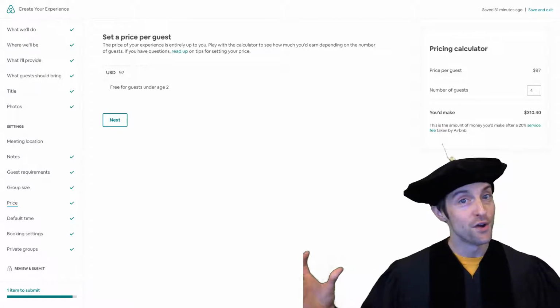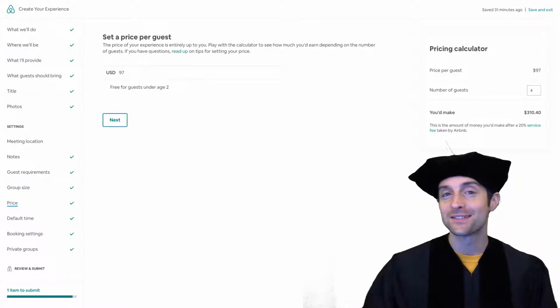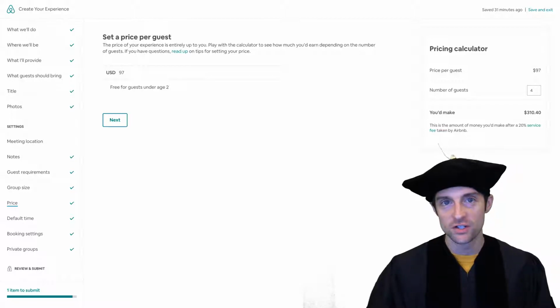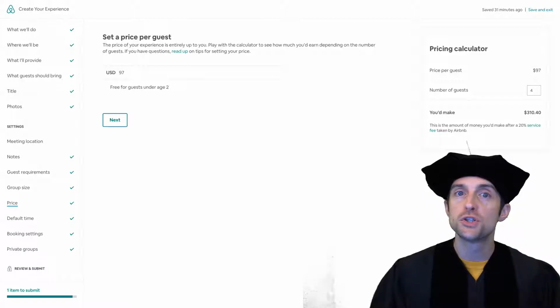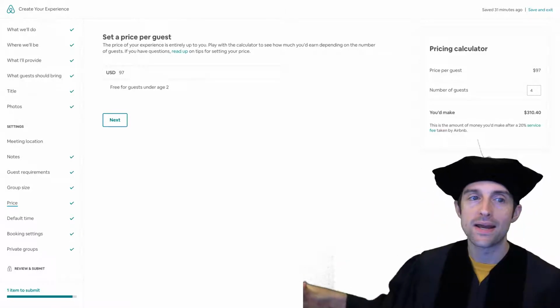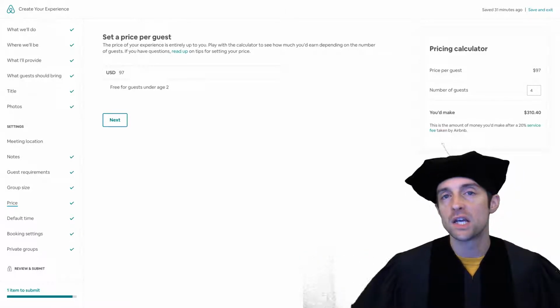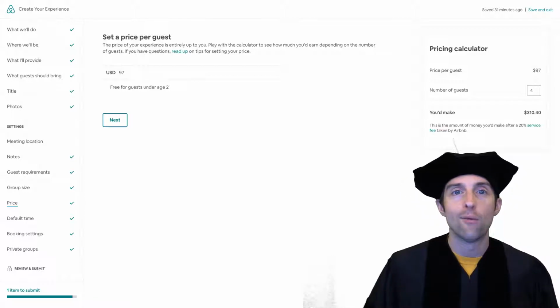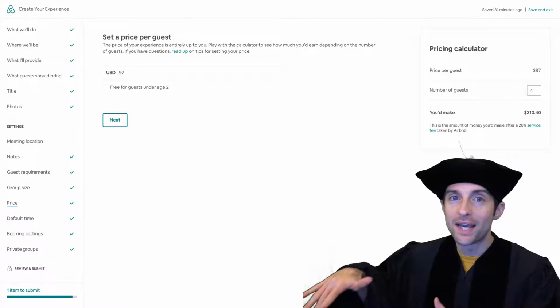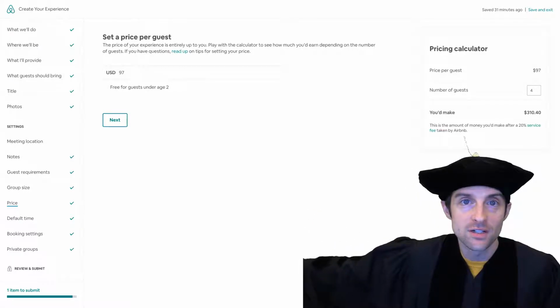Price. I know you might end up focusing a lot on the price. How much should I charge for this? The price is something you might want to start as low as you can stand and then work your way up. Because to begin, you just want to get it approved. You just want to have the first few people book it. Once you've got those good reviews, you can edit the price after it's published.